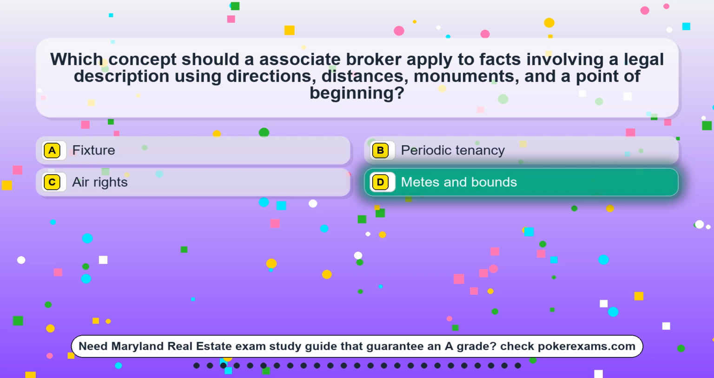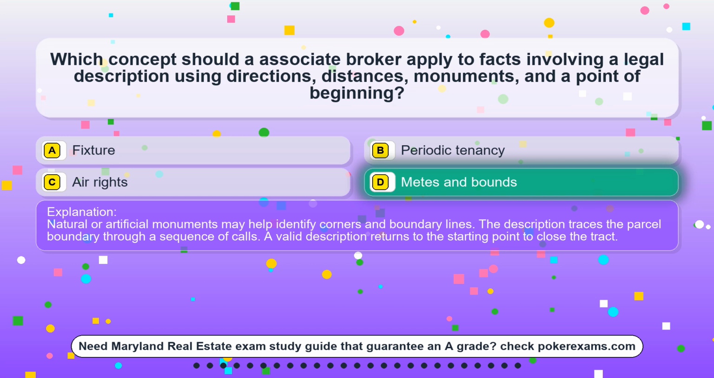The correct answer is option D, metes and bounds. Natural or artificial monuments may help identify corners and boundary lines. The description traces the parcel boundary through a sequence of calls. A valid description returns to the starting point to close the tract.